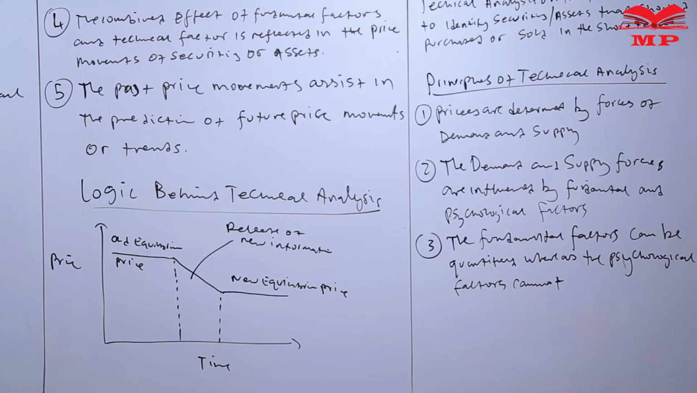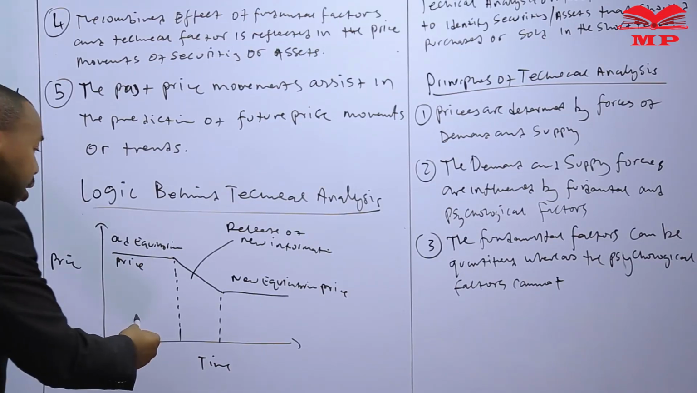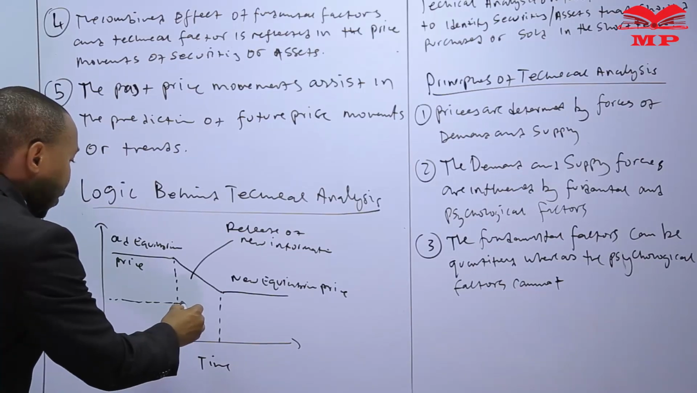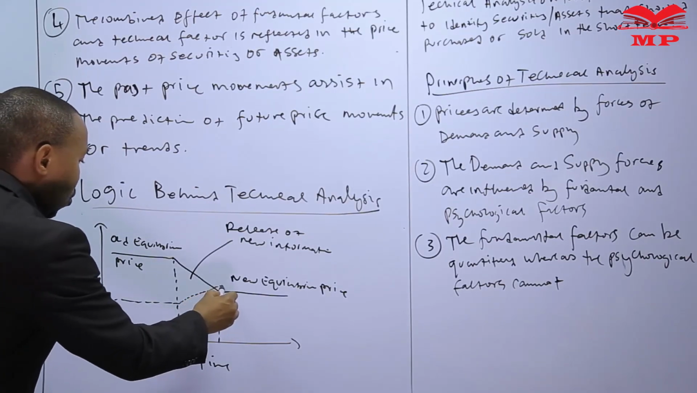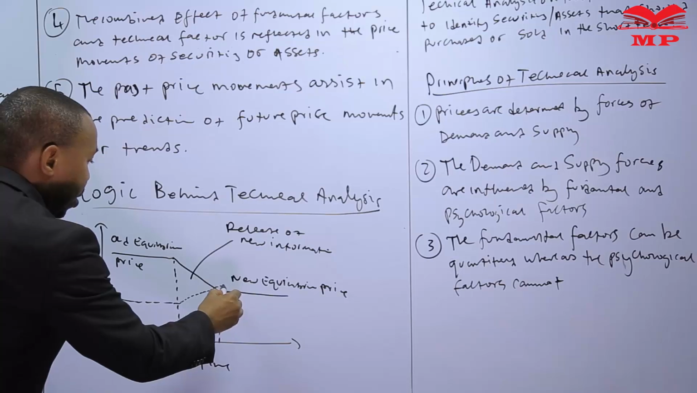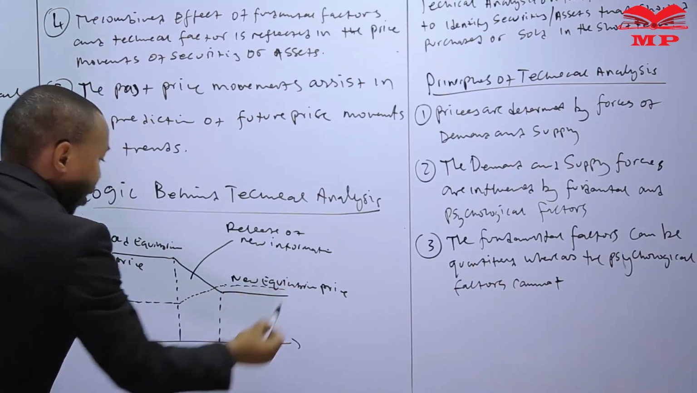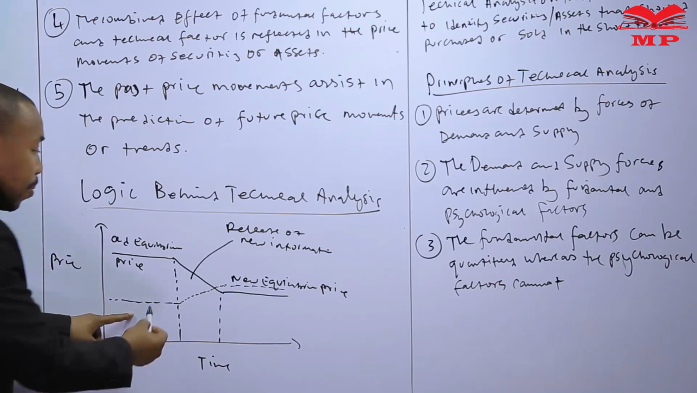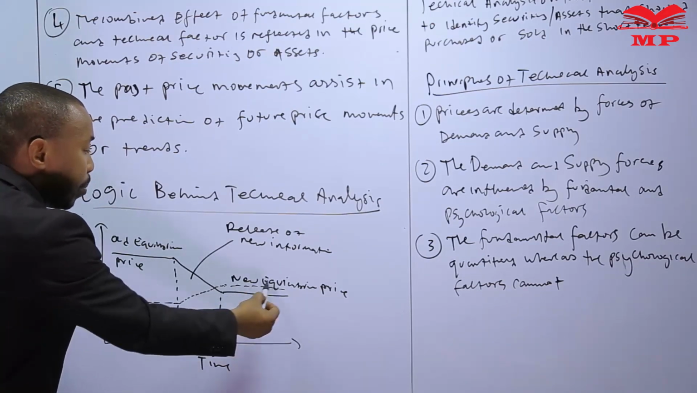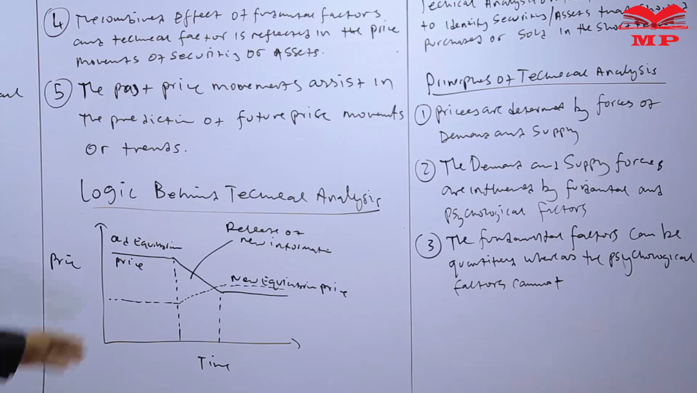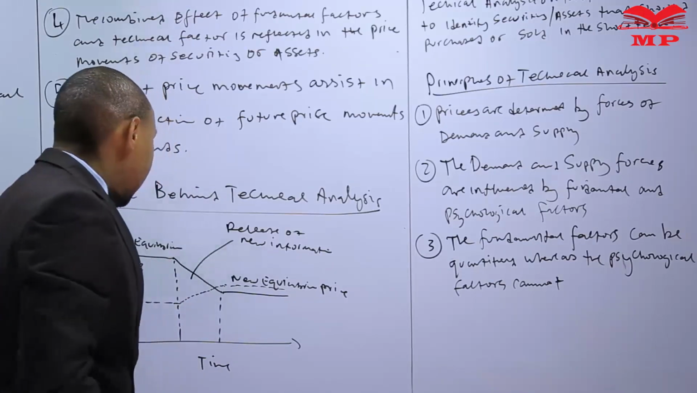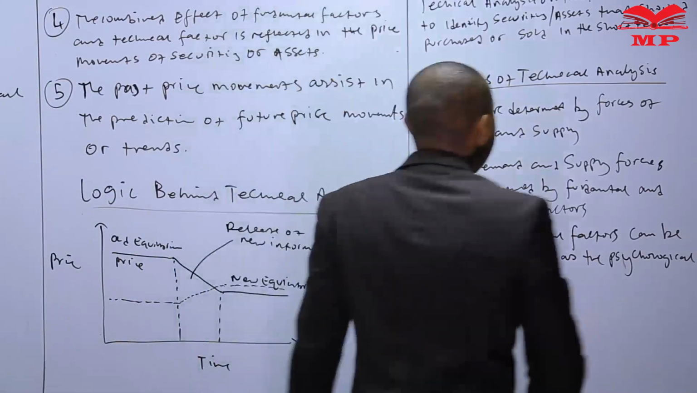This is just a hypothetical example that I'm explaining. It could also be the other way around. So we could have a graph going up to there, then it goes like that. So we say this is the old equilibrium price, which is much lower, then we can have the new equilibrium price being much higher as compared to that. But this is just a simple explanation that can guide the logic behind technical analysis. So that is what we have there.